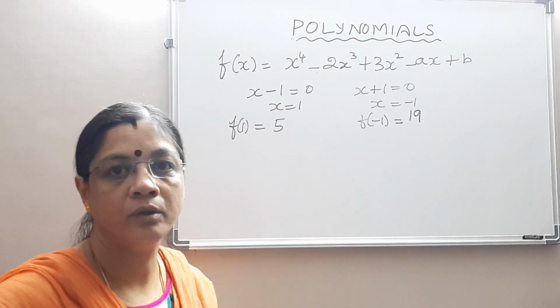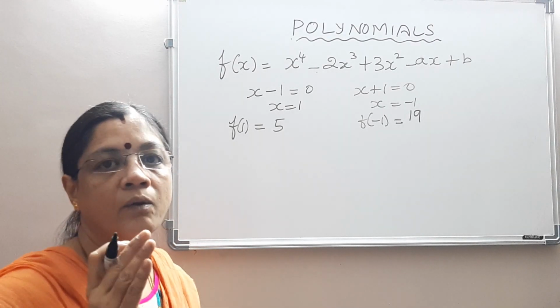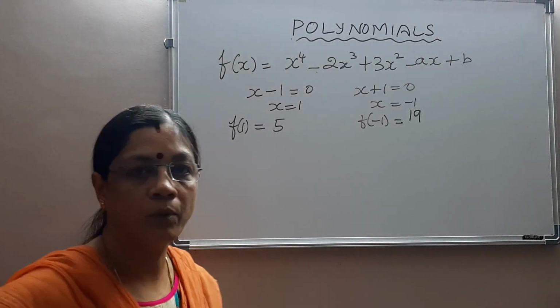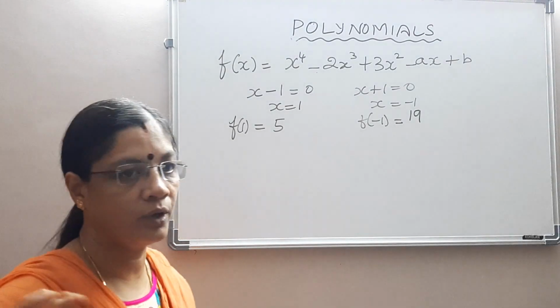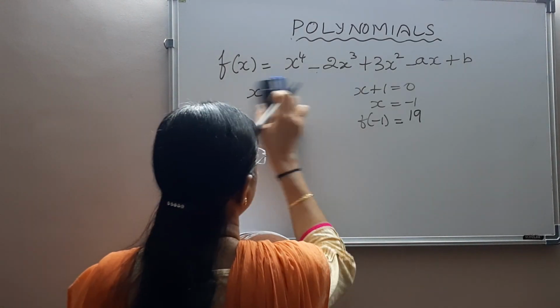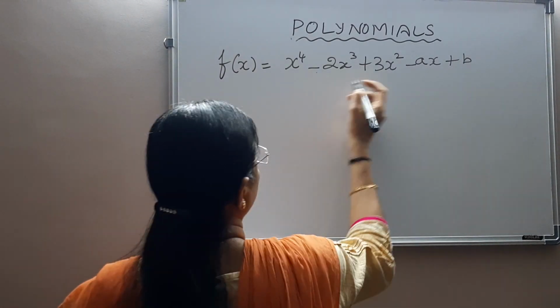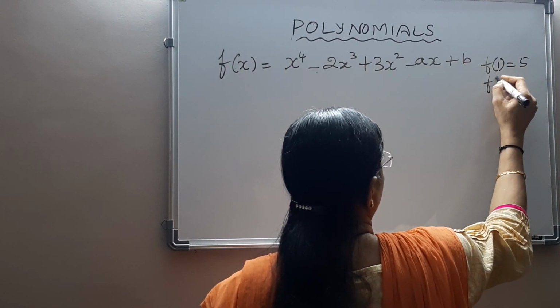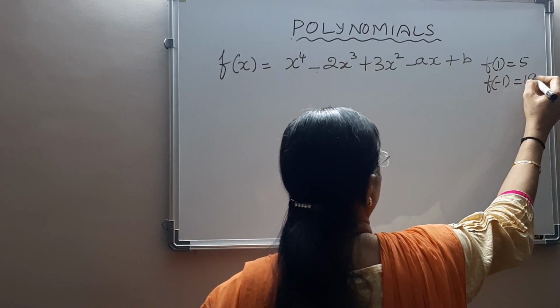We substitute the value of x where x is equal to 2, and we get the remainder when the polynomial is divided by x minus 2. Okay, so now we'll proceed with the problem. f of 1 is equal to 5 and f of minus 1 is equal to 19.